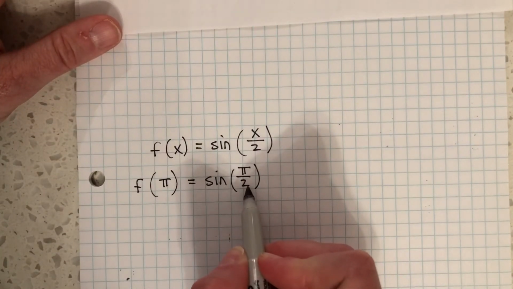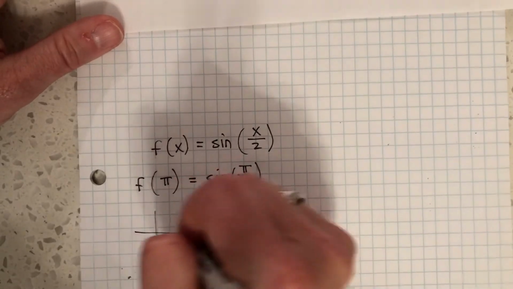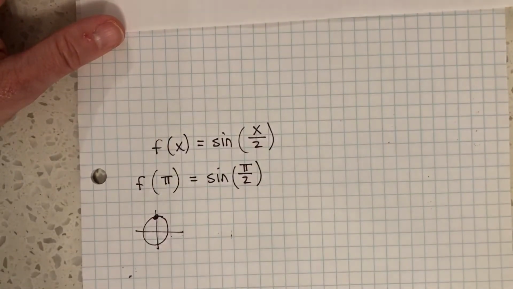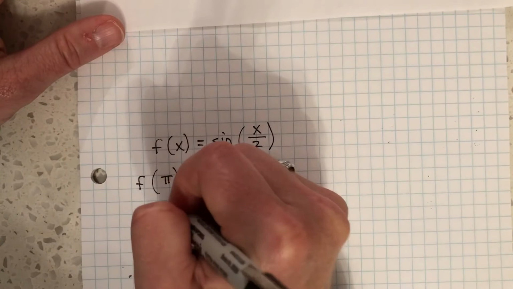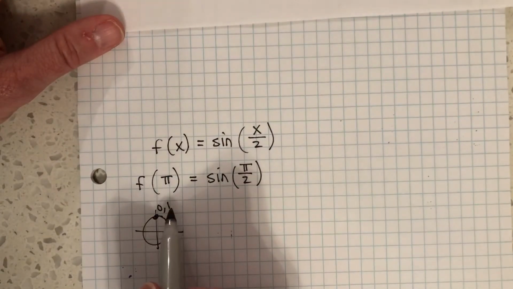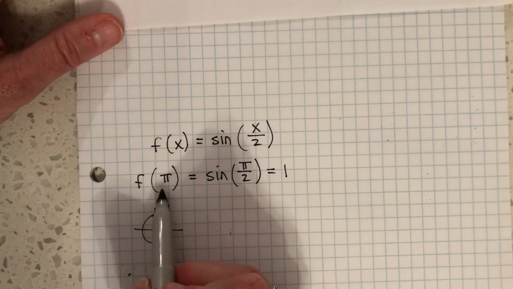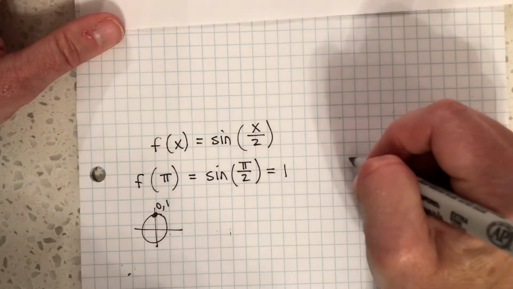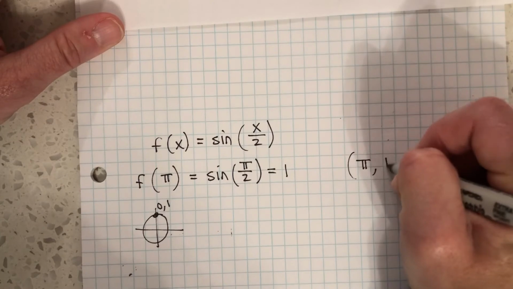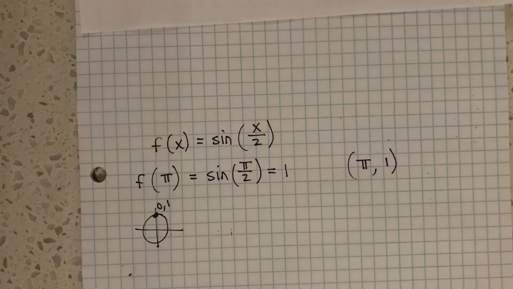If you plug in pi, you're going to be taking the sine of pi, which goes in for x, and then divide it by 2. Well, that means you're taking the sine of pi over 2, actually. And what is the sine of pi over 2? Well, guys, picture your unit circle. Here's pi over 2 radians. The sine would be the y-coordinate. What's the y-coordinate at that point right there? It's 1. So that means when pi went in, 1 came out. So that's the ordered pair pi, 1. You're going to use that to find your slope in a second.